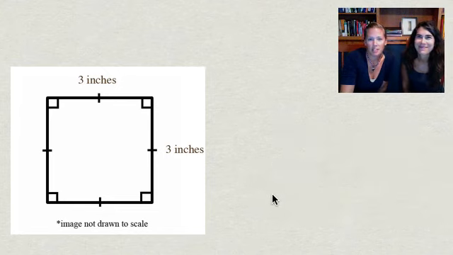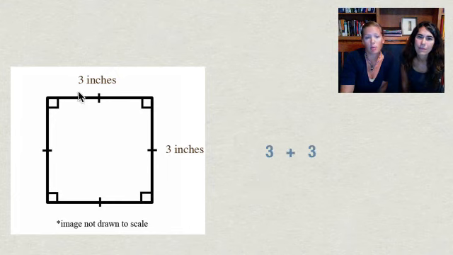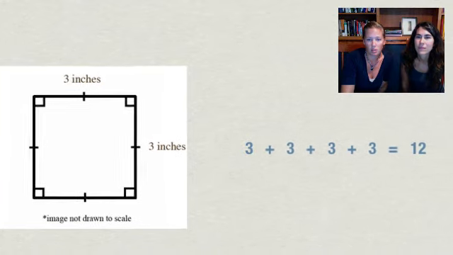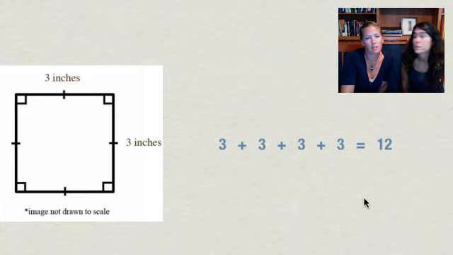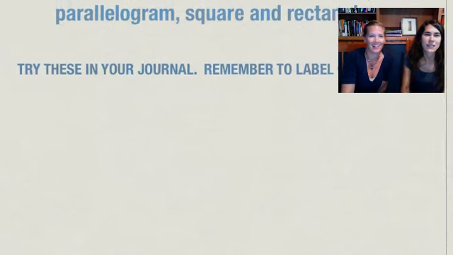So hopefully you've tried these in your journal. So to show your work, what we'd like to see is the 3 plus 3, obviously, but we're not done. We have to add up all the way around the shape. So we have to add another 3 and another 3. So our total is 12, and again, like we said before, label. So 12 inches.